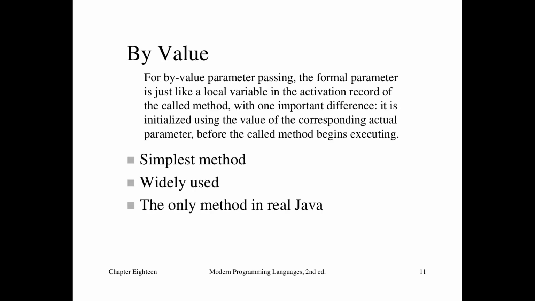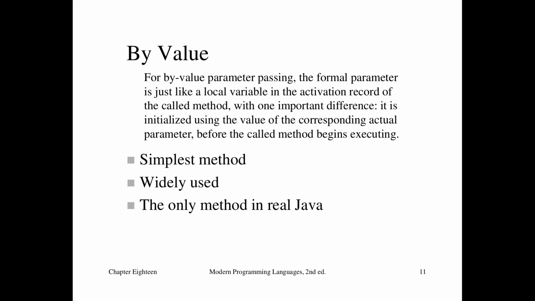There are 7 different techniques that we're going to be referring to, and the first one is by value. This one's probably the simplest approach. It's most widely used, and it's, as the book calls it, the only method in real Java. I'm not so sure what real Java is, but regardless, basically what we're going to do for by value.